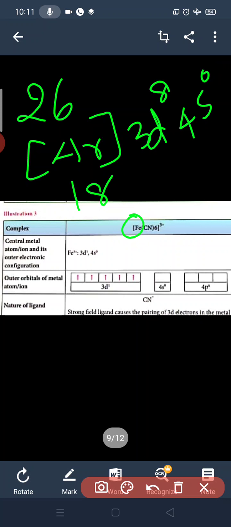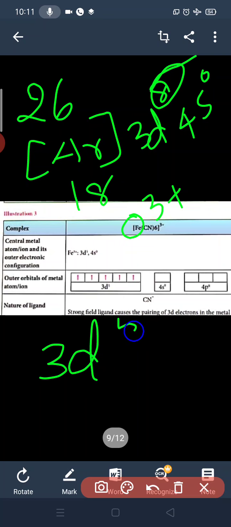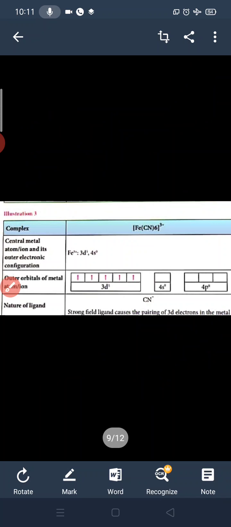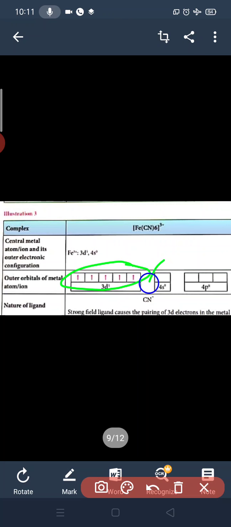So now we saw, what is the oxidation state for Fe? It is 3 plus. So for 3 plus you have to remove 3 electrons. So if you remove 3 electrons, it will become 3d5, 4s0. Okay, Fe3+ outermost electronic configuration is what? 3d5, 4s0.